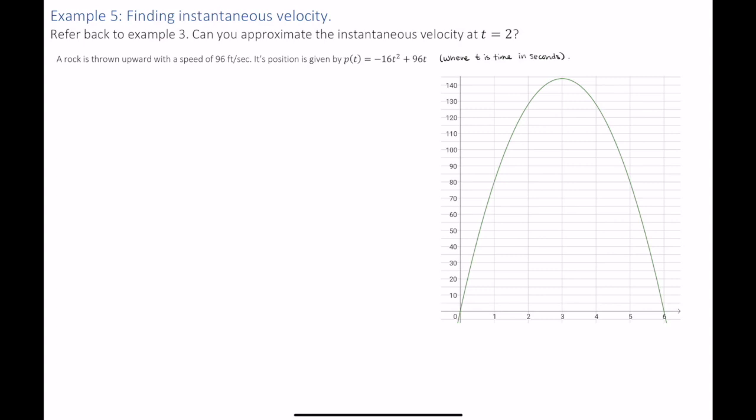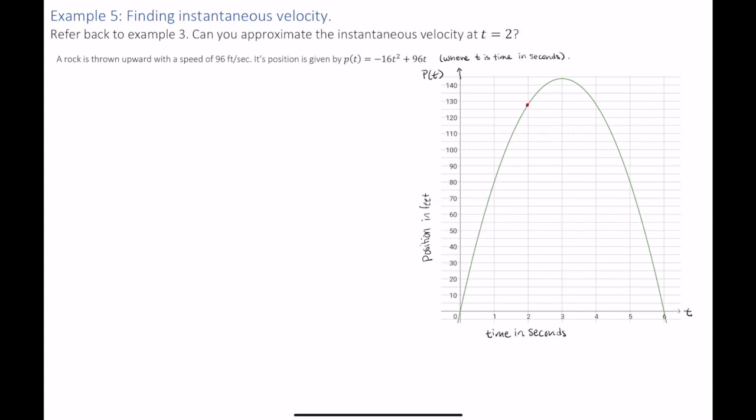So now we're going to estimate the instantaneous velocity. That is, we're going to approximate it by using secant lines. I'm going to mark this in red: I'm interested in the instantaneous velocity here at 2 seconds. Oh, and I should label my axes. This is time in seconds, and this is t. And this up here is our position function p of t, the position of the rock in feet.